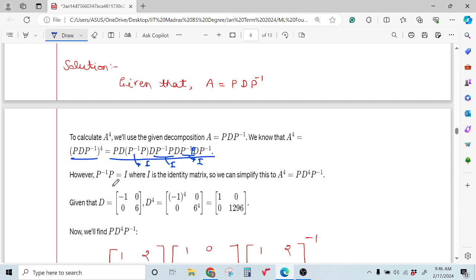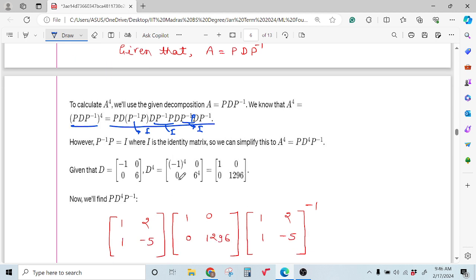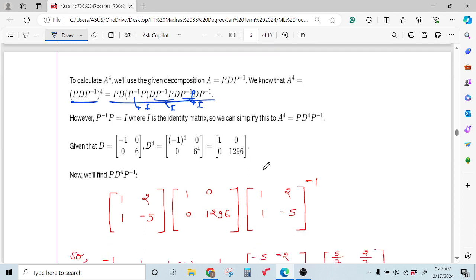Given that D is equal to minus 1, 0, 0, 6, so only diagonal elements are there, remaining are 0. So D to the power 4 is calculated as minus 1 to the power 4, 6 power 4. This is only valid if only diagonal elements are there. So we will directly compute this: D to the power 4 is 1, 1296. You can verify this. If we multiply D with D 4 times, we will get this.